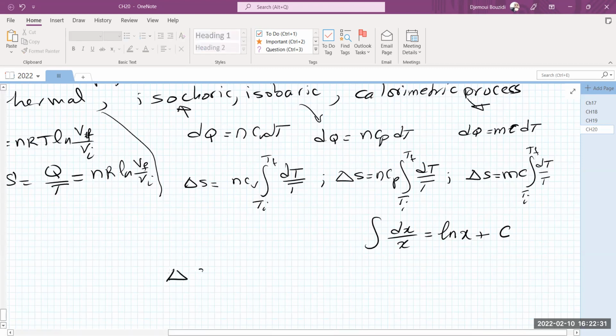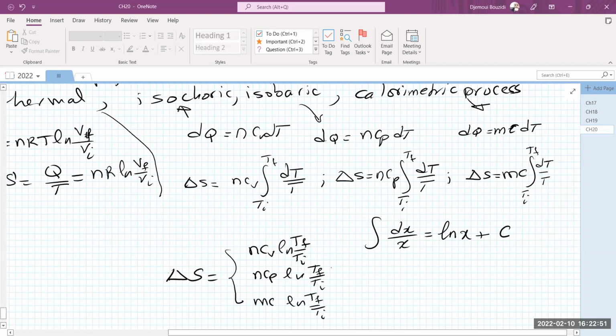So in either case, delta S is going to be, open parentheses, the first one is going to be nCv ln of Tf over Ti. This one is going to be nCp ln of Tf over Ti. And this is going to be mc ln of Tf over Ti, where this is isochoric, this is isobaric, and this is for calorimetry, okay?